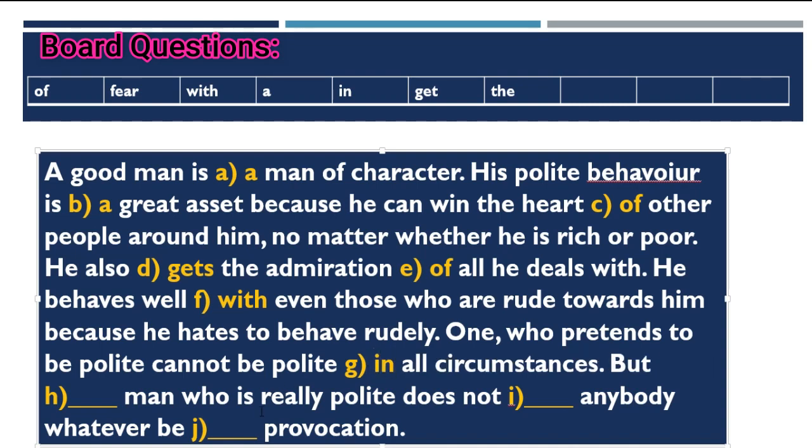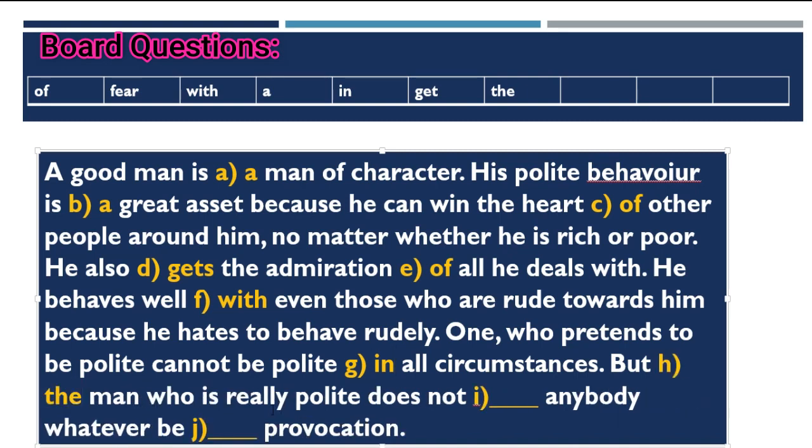But dash man, but the man who is really polite does not dash anybody whatever dash provocation. Who is really polite does not fear anybody. Does not, we have to use a verb here. The appropriate verb here should be fear. Fear anybody whatever be the provocation. So here we have used a, the and of, these words twice to complete the meaning of the passage or fill the gaps.